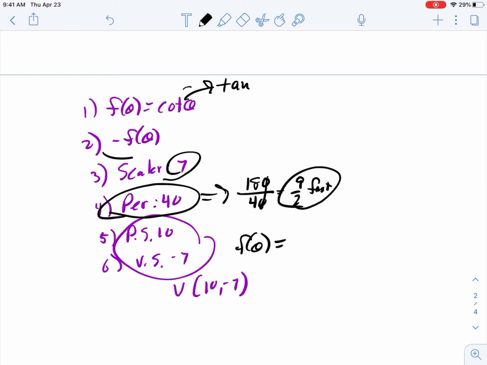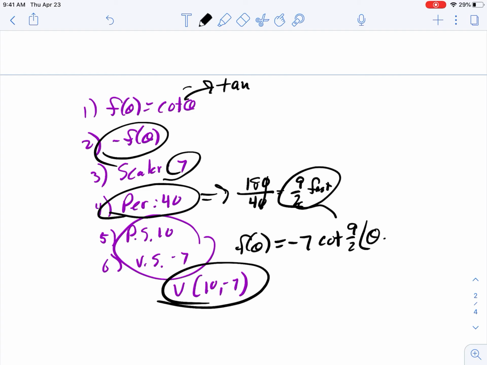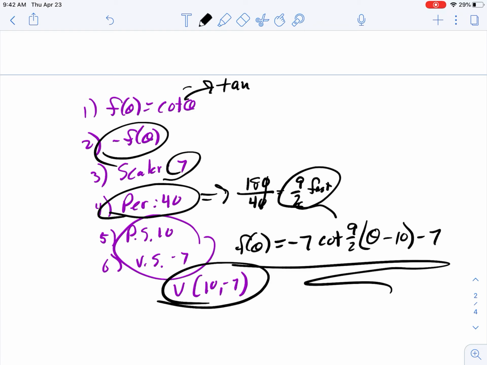So let's go ahead and write the equation. So f of theta. My scalar is 7 with a negative in front. My parent graph is cotangent. How fast things are going, 9/2. Do my vertex, theta minus 10, -7, and there's my equation.